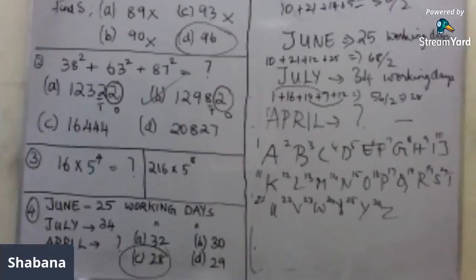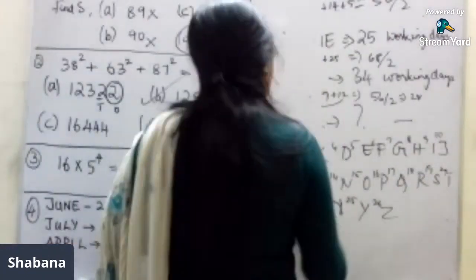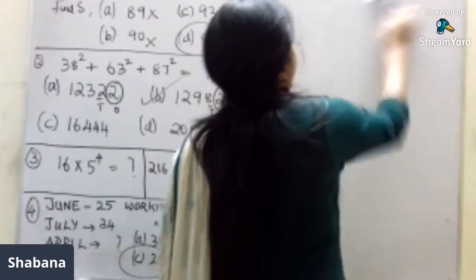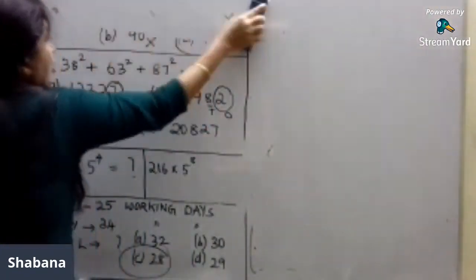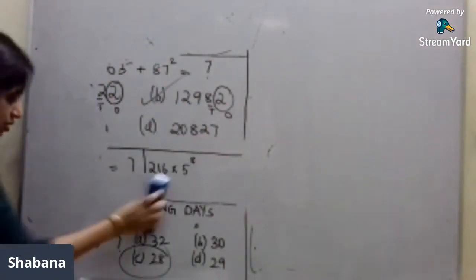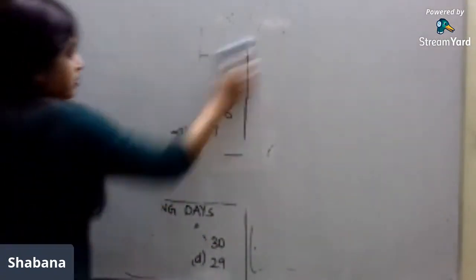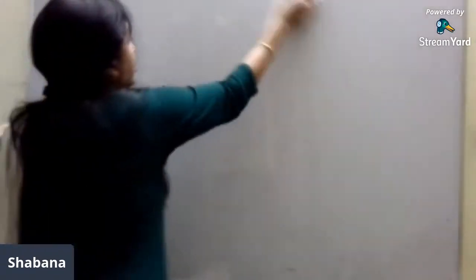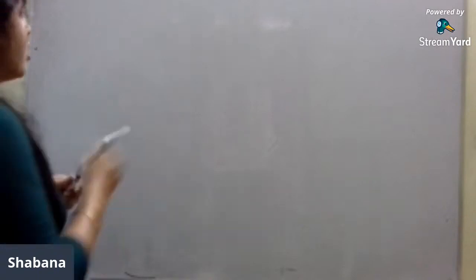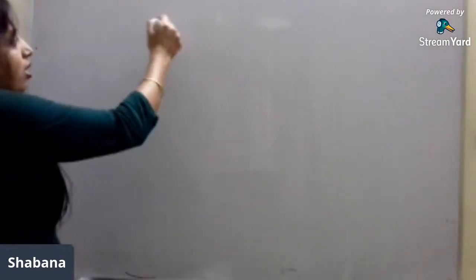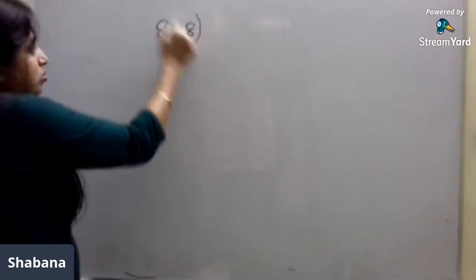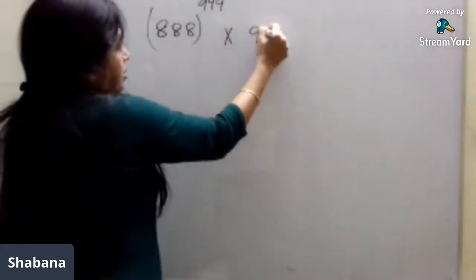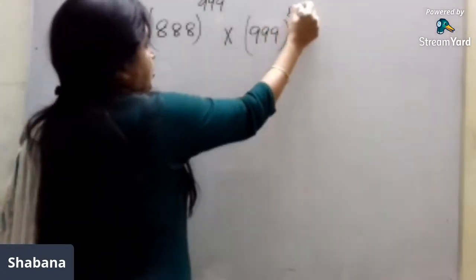So the fifth question is this. Let me write down the fifth question. I want you all to think, how is it possible to calculate? Just think on the problem and try to calculate. Now the problem is this: 888 to the power 999 into 999 to the power 888.